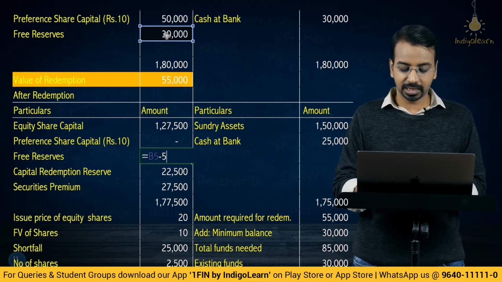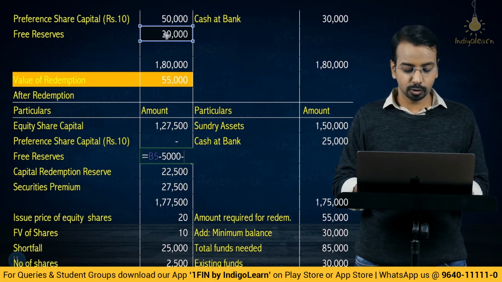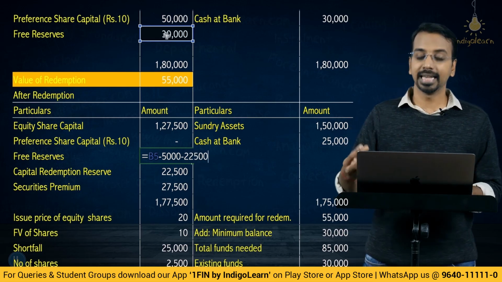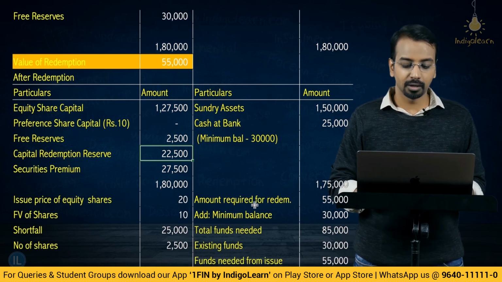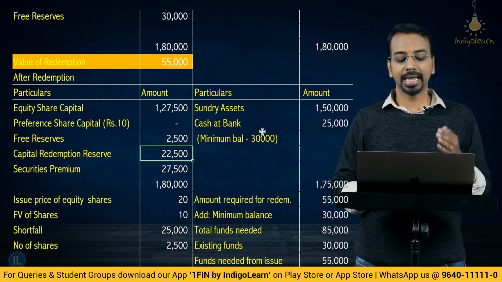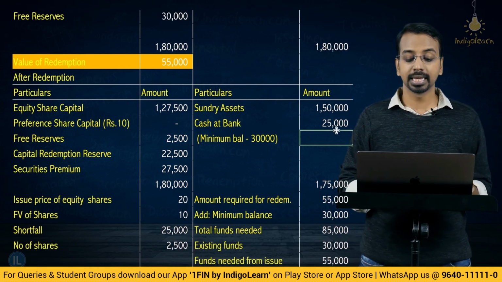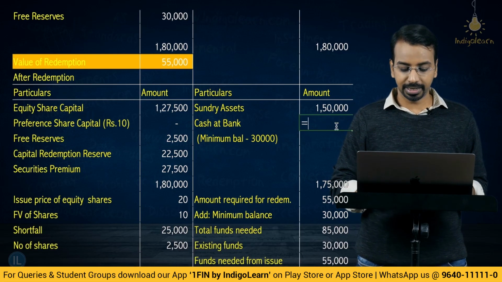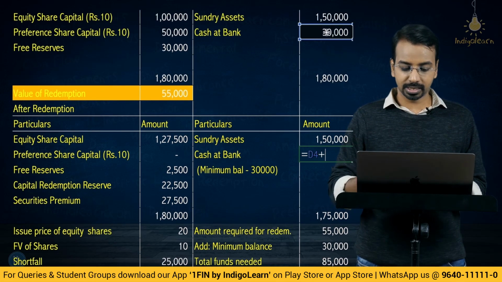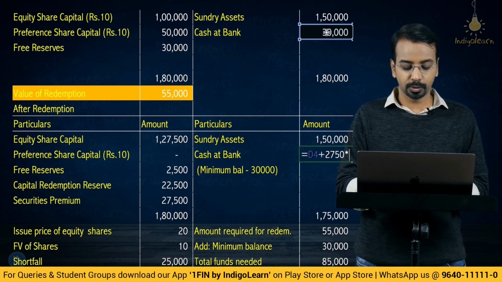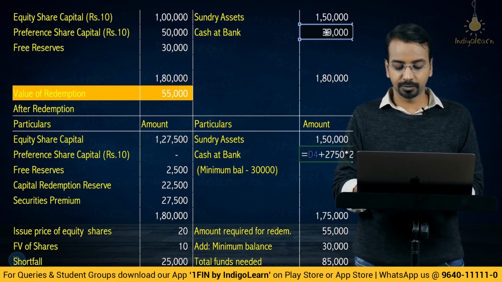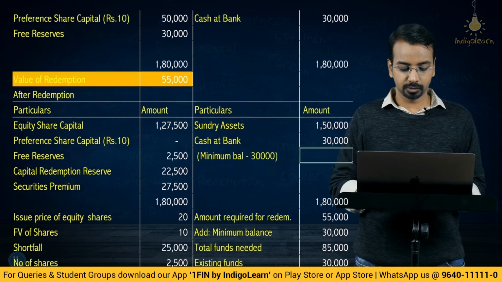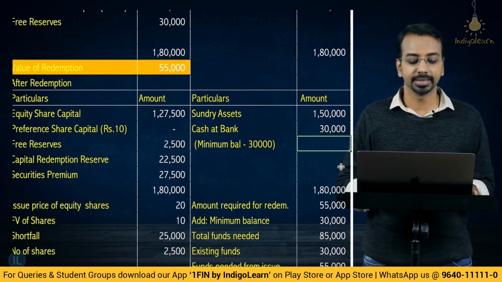Free reserves will have some balance now. 30,000 minus 5,000 for premium minus 22,500 for CRR. So it has a balance of 2,500, and coming to the asset side, 150 was the opening balance. Cash at bank you have to maintain at 30. So opening balance was 30 plus fresh issue 2,750 into 20 minus redemption 55,000, 30,000. So you have 180 this side and 180 this side, right?